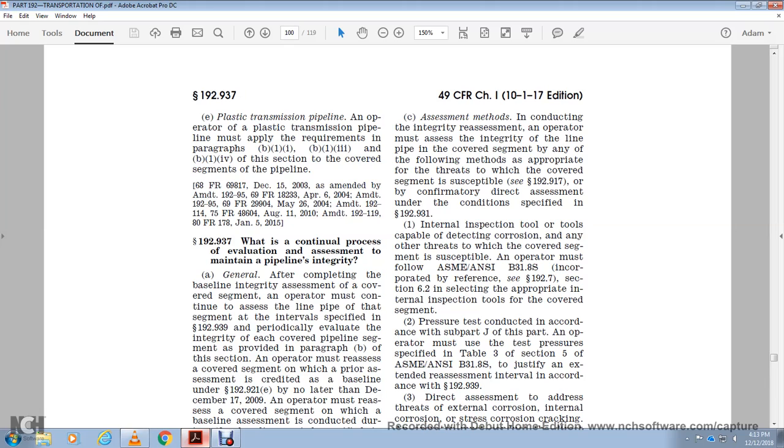Internal inspection tools capable of detecting corrosion and other threats to the covered segment. The operator must follow ASME/ANSI B31.8S, according to 192.7 section 6.2, in selecting the appropriate internal inspection tool for the covered segment. Pressure test conducted in accordance with Subpart J. The operator must test the pressure as specified in table 3 of section 5 of ASME/ANSI B31.8S. Justify extended reassessment interval in accordance with 192.939.